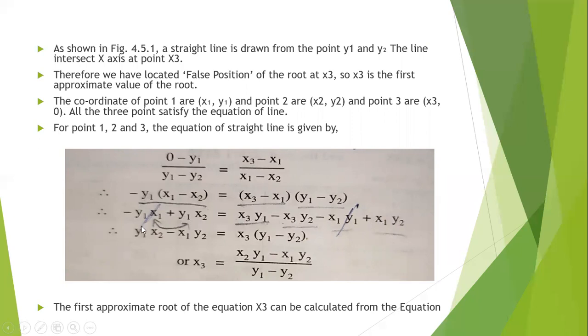All the terms of x3 are on one side and the other terms are on the other side. y1 x2 minus x1 y2 is equal to x3 common, (y1 minus y2). Then x3 is equal to (y1 x2 minus x1 y2) upon (y1 minus y2).